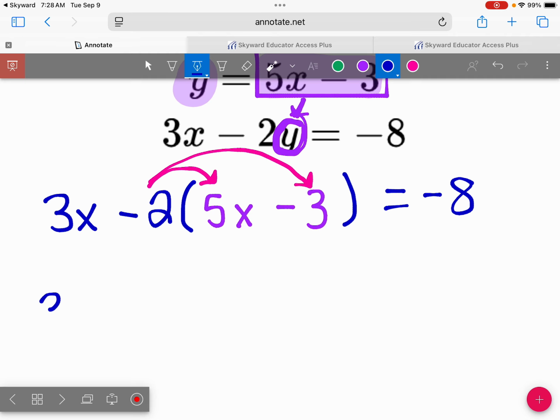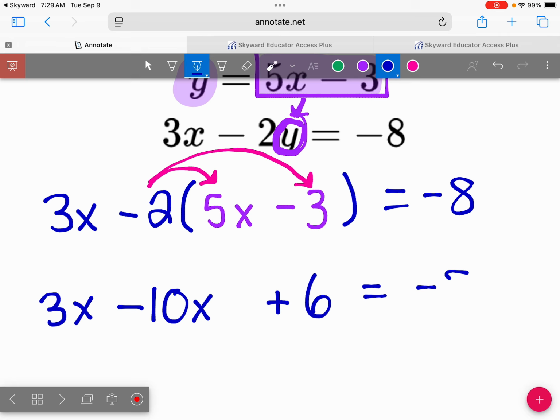So we're going to have this 3x that stays the same, and then we're going to take that minus 2 times 5x. Minus 2 times 5x gives us minus 10x. And minus 2 times 3 gives us minus 6 equals negative 8. So we're going to distribute to get rid of those parentheses. Whenever we have a minus sign outside, distribute that with it.